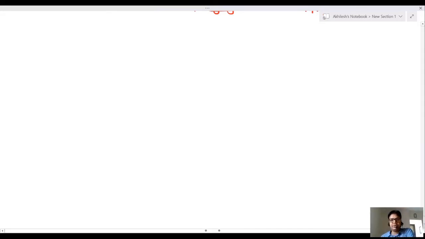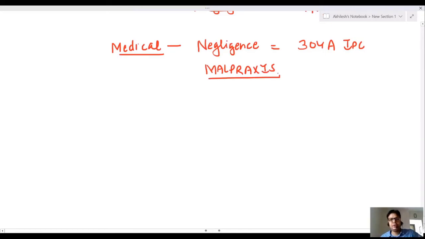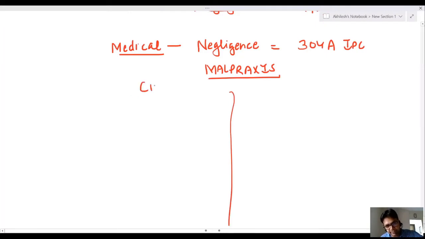Okay, sir. Now I am coming to negligence. Here we are going to discuss medical negligence, which is done by medical staff. I have already told you 304A IPC is applicable. It is also known as malpractice. So we have two types of negligence: civil and criminal.